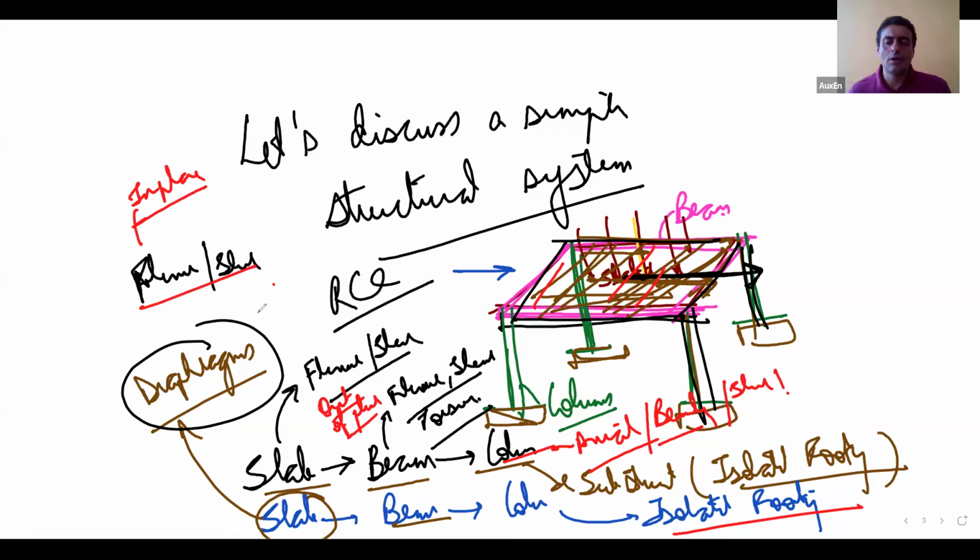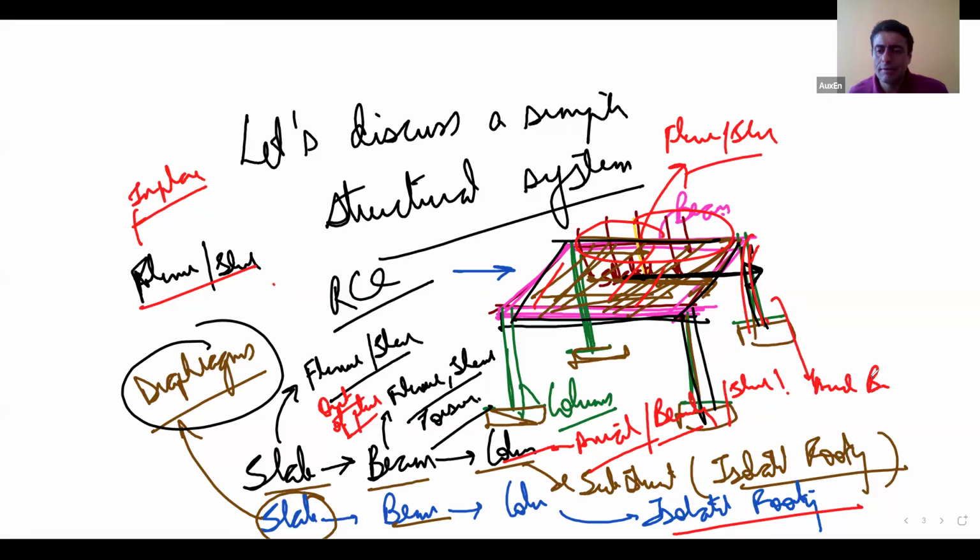Now, when this lateral load gets transferred to the beams, they also have to resist again flexure and shear. And when it goes to columns, columns again have to resist axial, bending, biaxial bending, and shear also becomes important. Is it making sense? Tell me. Yes.